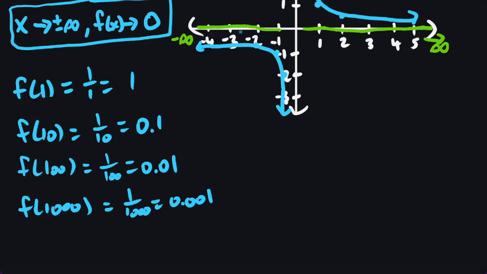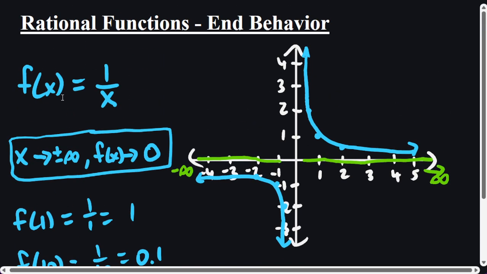So as you can see, we're getting closer and closer to 0, but f of x only approaches 0. It approaches 0, but it never actually gets to 0. It never equals 0. There is no value where f of x will be 0. And that's the point with the rational function.